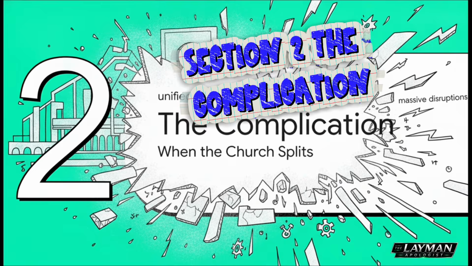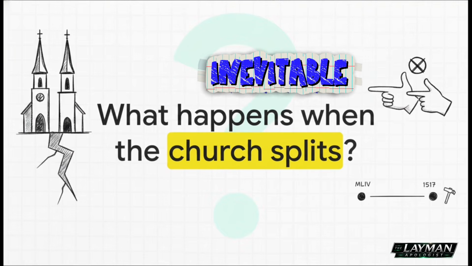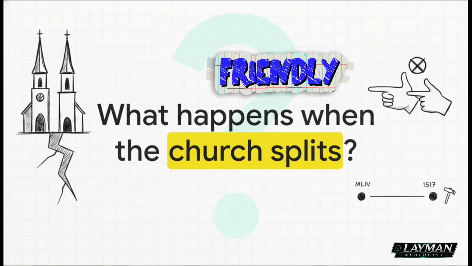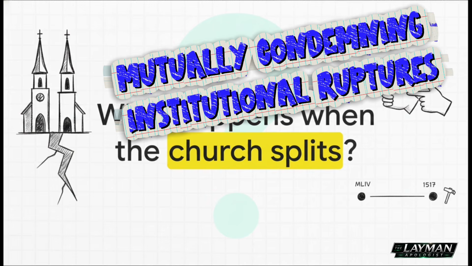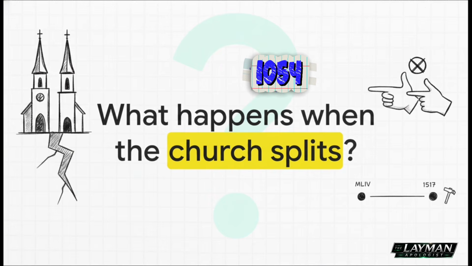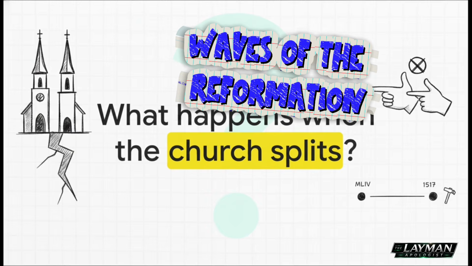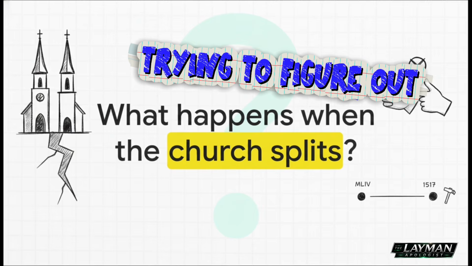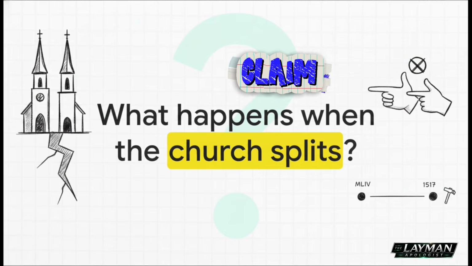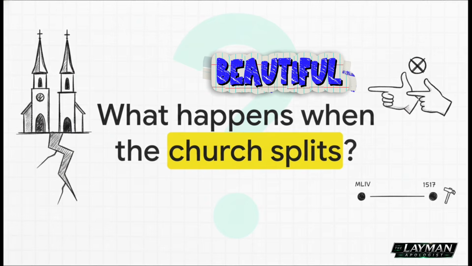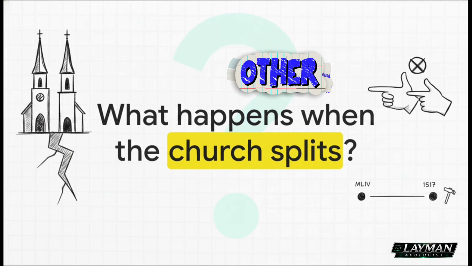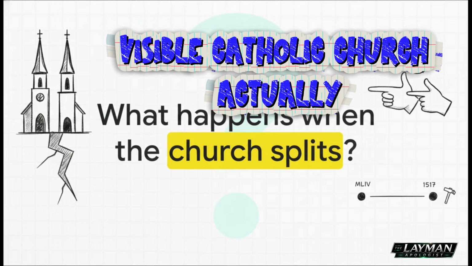Section 2. The complication. Which leads us right into the inevitable historical crash. What happens when the church splits? And I'm not talking about a minor friendly disagreement. I mean massive, mutually condemning institutional ruptures. Think of the East-West divide back in 1054, or the massive shockwaves of the Reformation. Just imagine the sheer chaos this caused for everyday believers trying to figure out where the true church went. When both sides claim to be the true inheritors of that beautiful biblical architecture we just talked about, and both sides officially excommunicate each other, well, where does the visible Catholic Church actually reside?